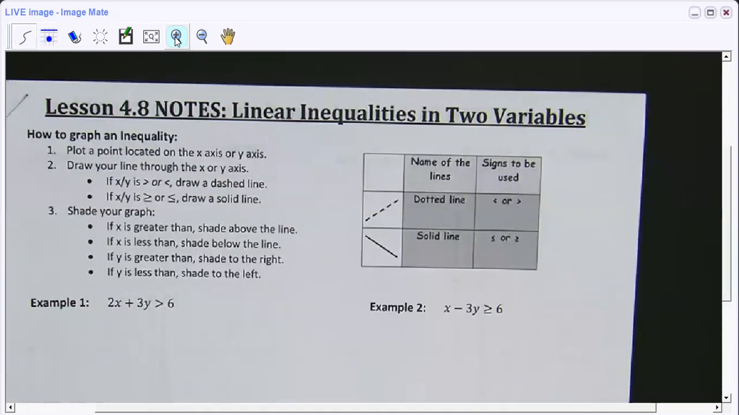Okay, then we are going to shade. If it's greater than, then we shade above the line. If it's less than, we shade below the line, and I'm going to explain that to you.